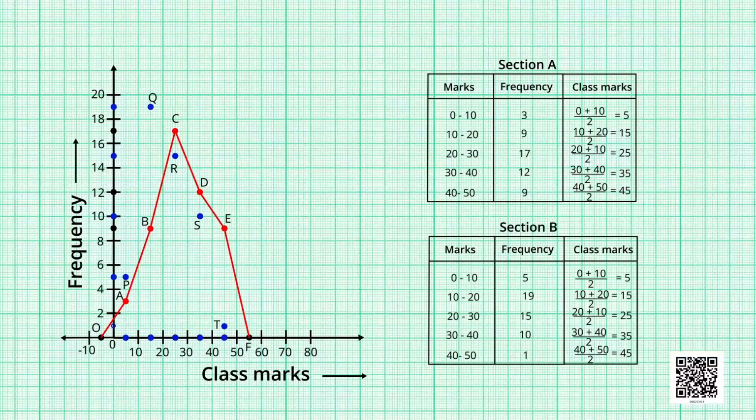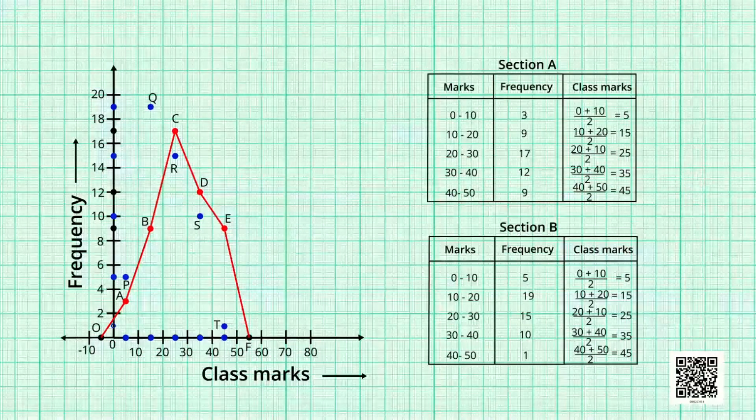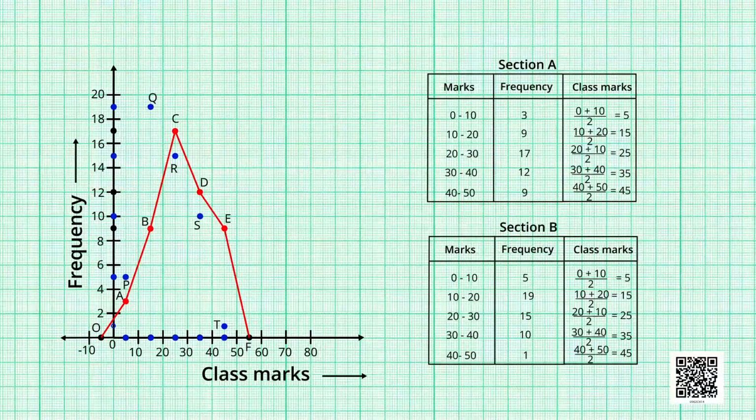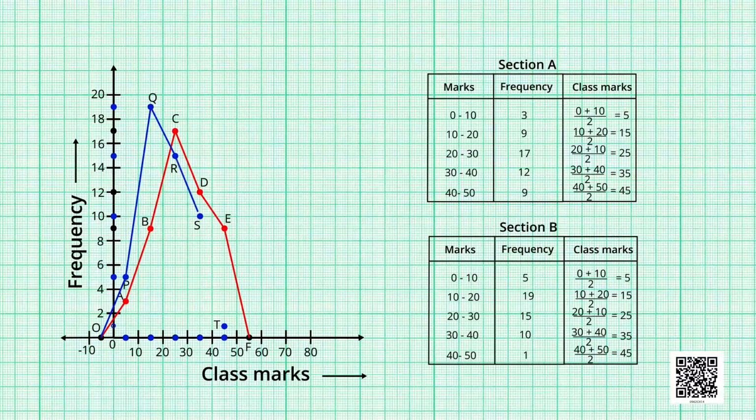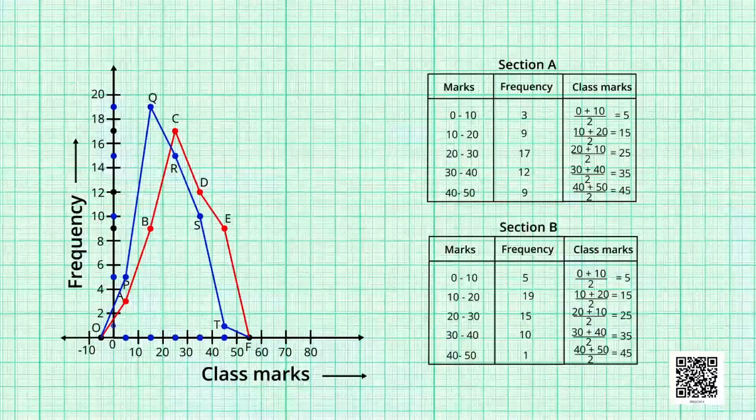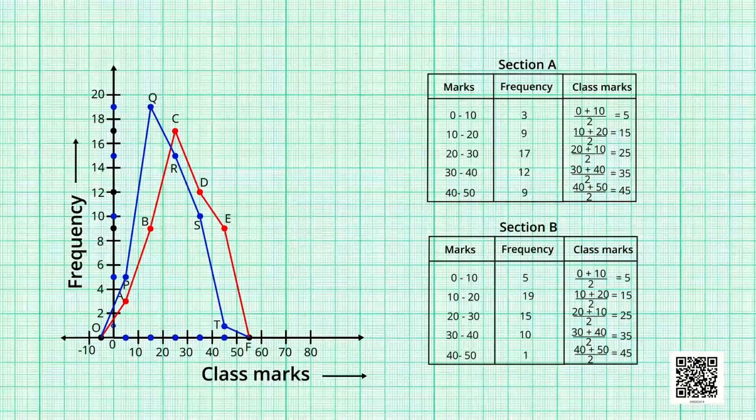Similarly, we have to assume that there is a class interval before 0 to 10 and its class mark will be minus 5. And we have to assume its frequency is 0. When we plot this point, it is again point O. So let us join O, P, Q, R, S, T, F. This is the required frequency polygon for section B. So these two lines represent the frequency polygons.